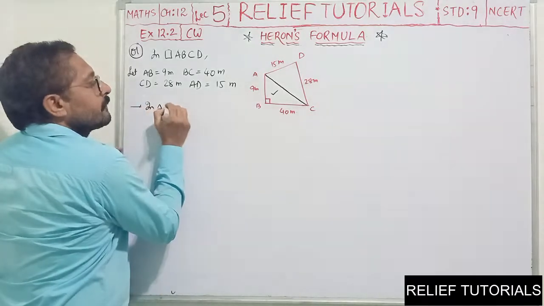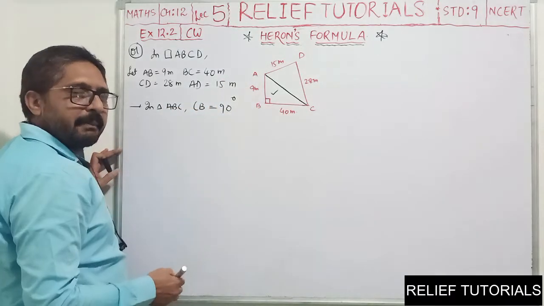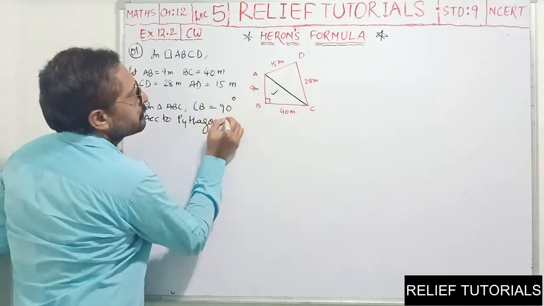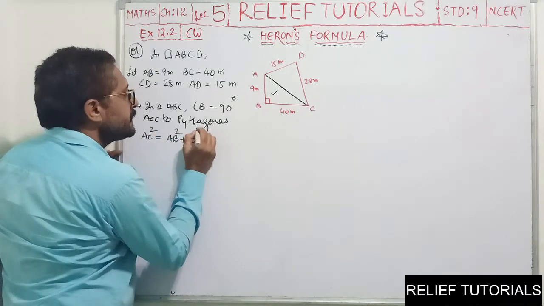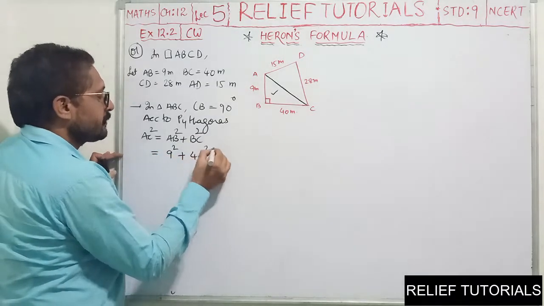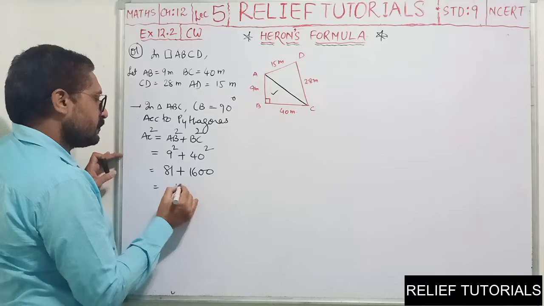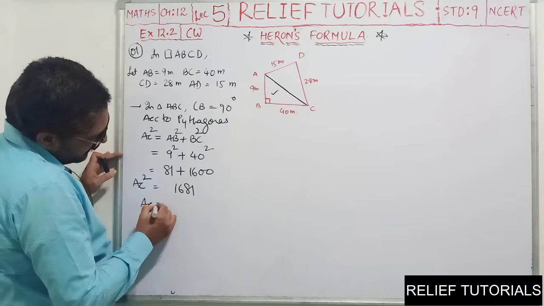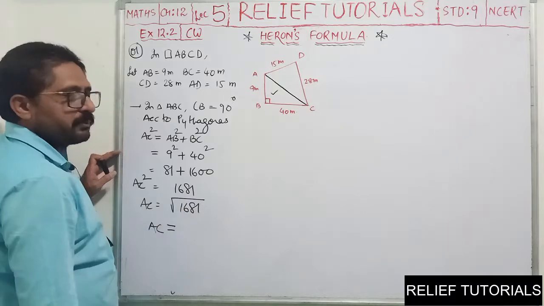See, in triangle ABC, angle B is equal to 90 degrees. So first we will find AC by Pythagoras. According to Pythagoras, what can you write? AC square is equal to AB square plus BC square. AB is 9, BC is 40. 9 square is 81, 40 square is 1600. So the total is 1681. This is AC square. Now AC is the square root of 1681.